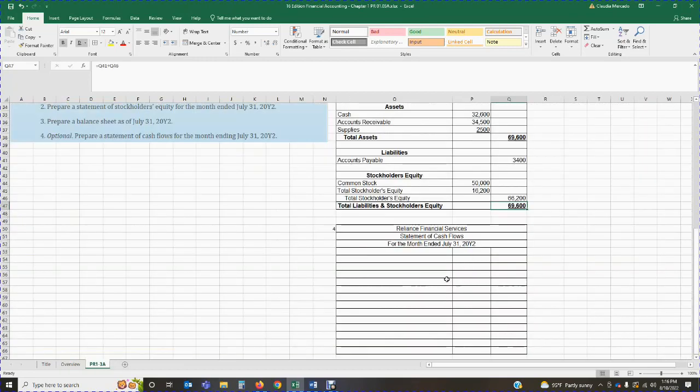Okay, so let's go over here and let's start working. Okay, cash flows from or used for operating activities.